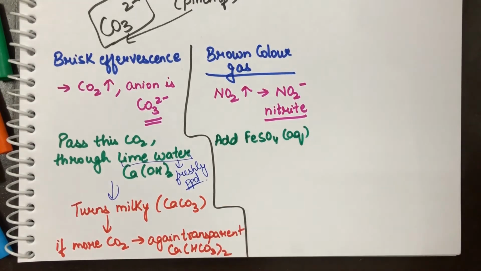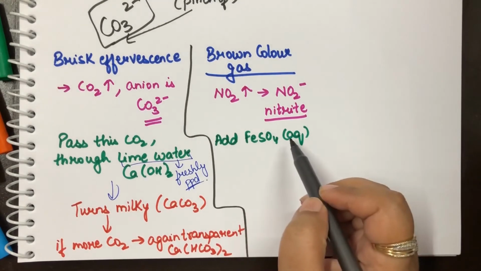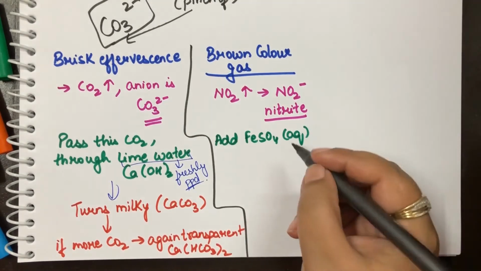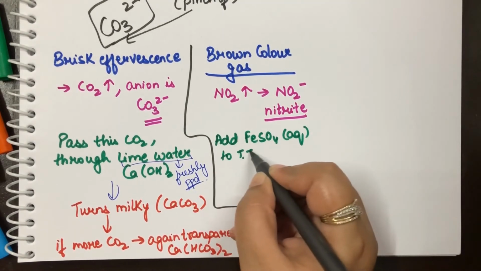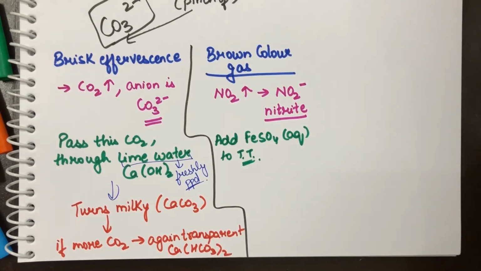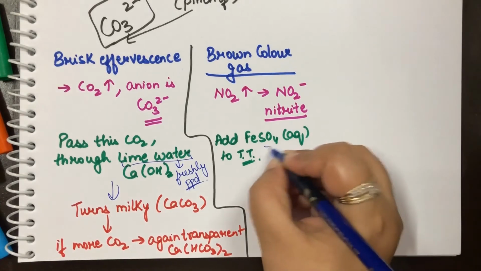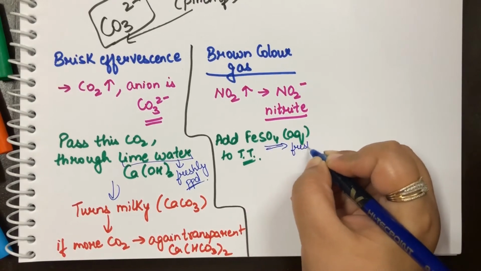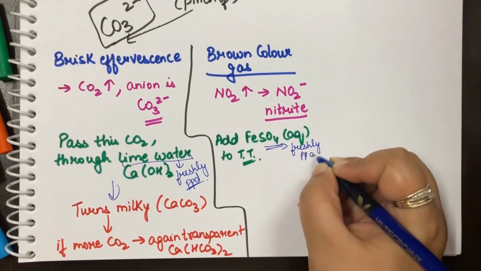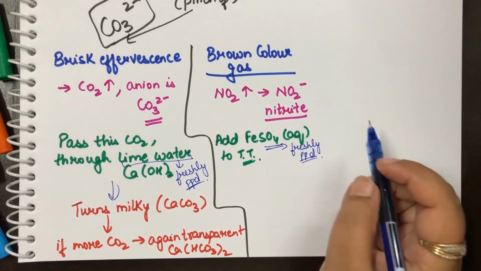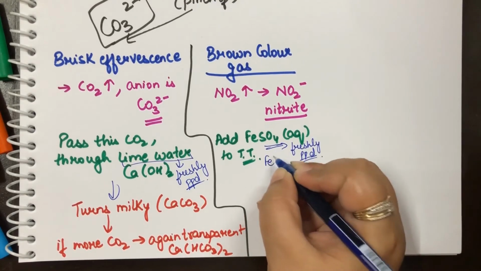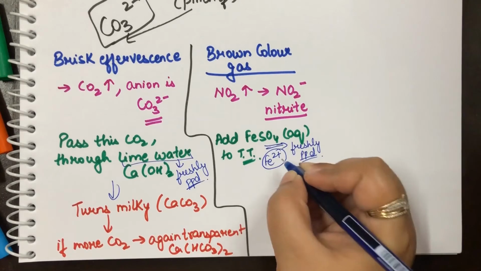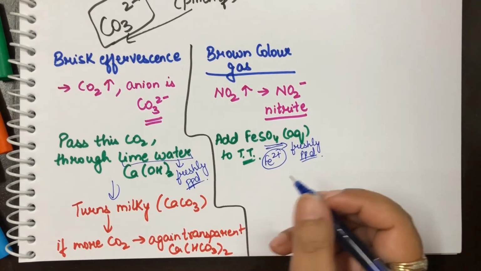That is why I'm writing it as aqueous. Now, once you add ferrous sulfate solution to it, to what? To the above test tube only. Okay. Now, again, you have to keep in mind one thing, that this ferrous sulfate also has to be freshly prepared. Now, why? Because we need Fe2+ from this ferrous sulfate.